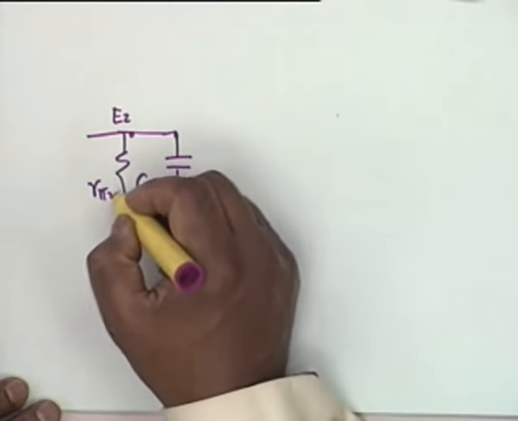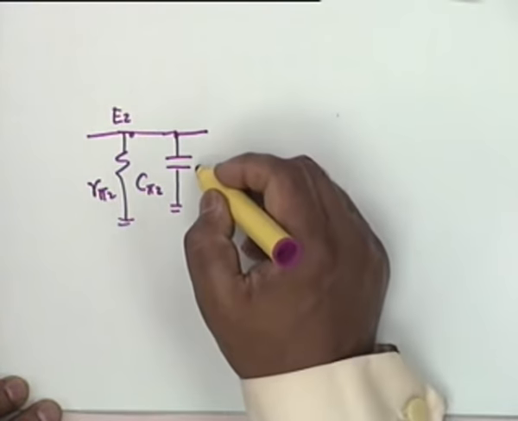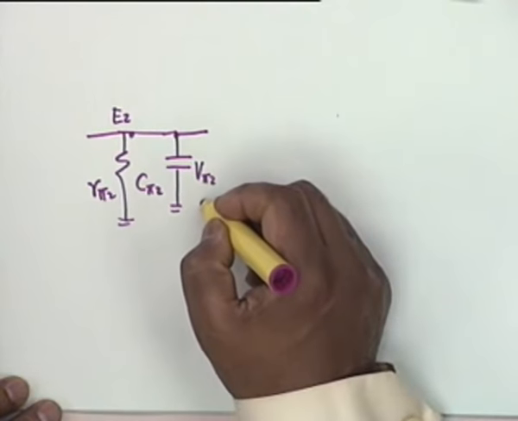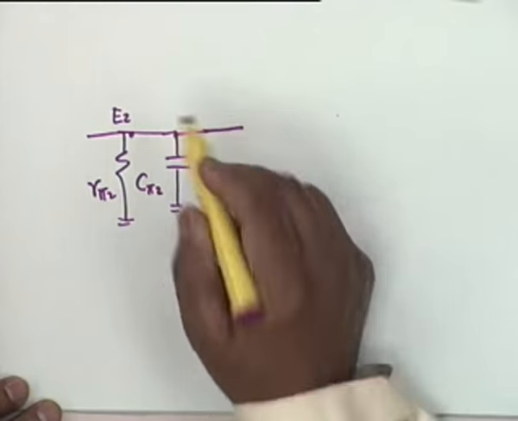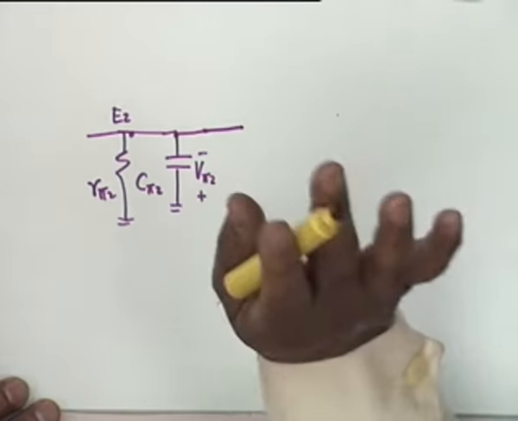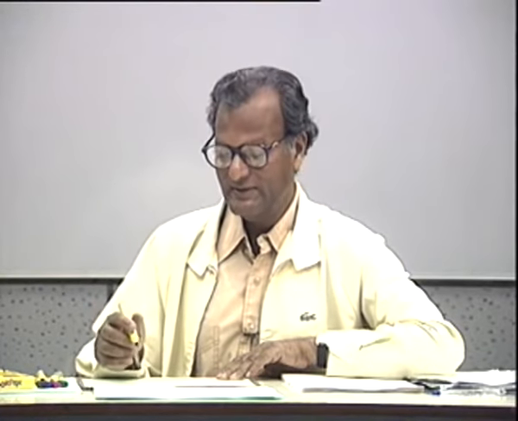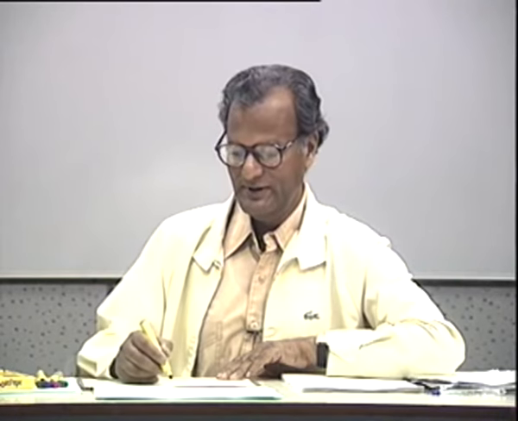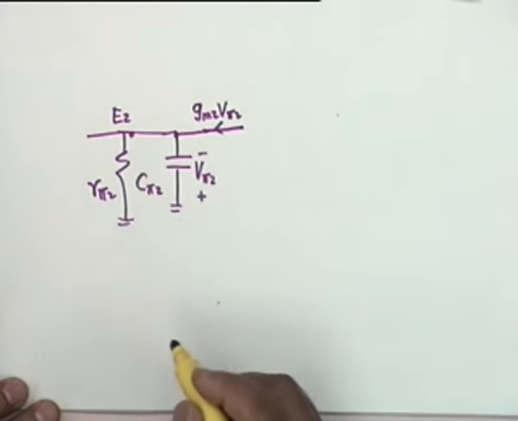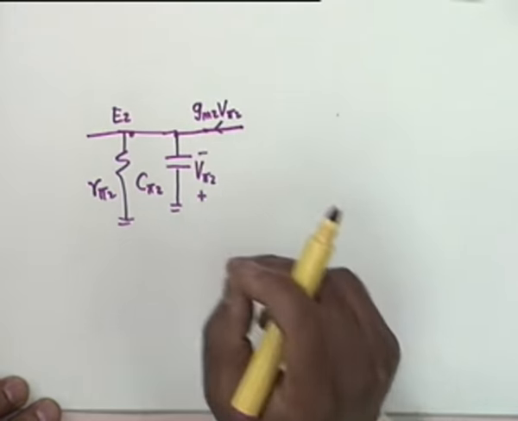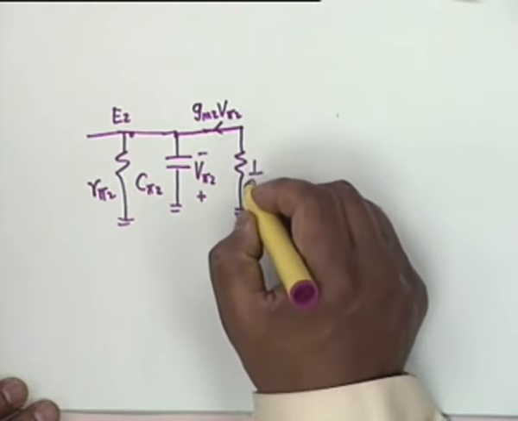Again R pi 2 to ground, and what is the voltage across this? V pi 2 with what polarity? Plus and minus. And as far as the point E2 is concerned, there is a third connection, and that connection comes from a current source whose value is Gm2 V pi 2. Okay, this current is equal to Gm2 V pi 2. Now instead of a current source, because the voltage here is V pi 2, I can use a resistance here whose value is 1 by Gm2.